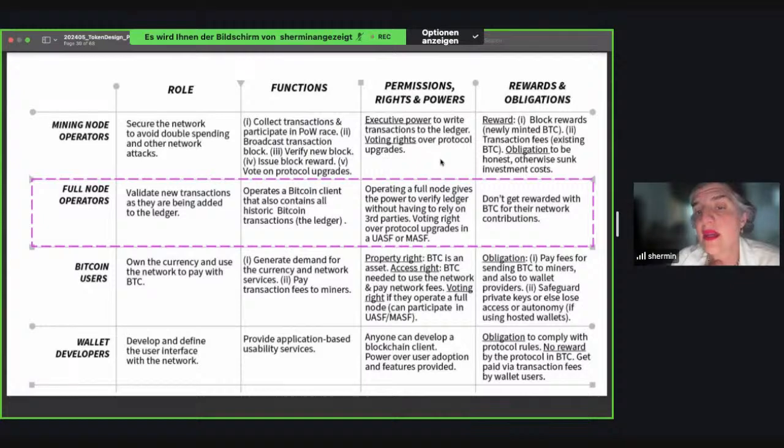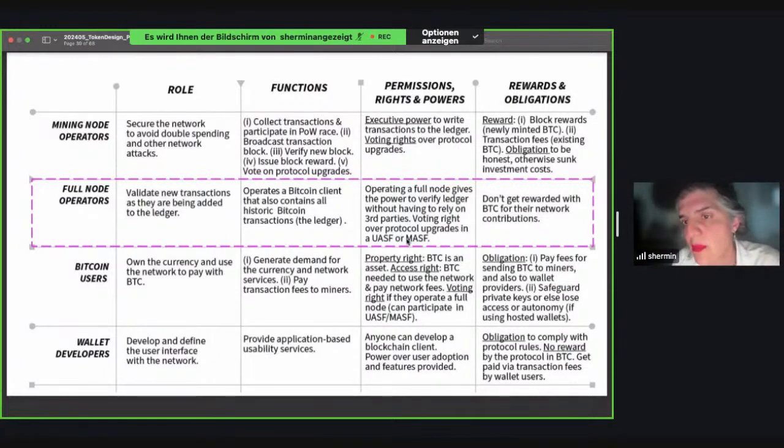unless you coordinate as a full node operator with other full node operators over what is called a user-activated soft fork, not a miner-activated soft fork, obviously. User-activated hard fork should be here. This is wrong. I'm going to correct this.